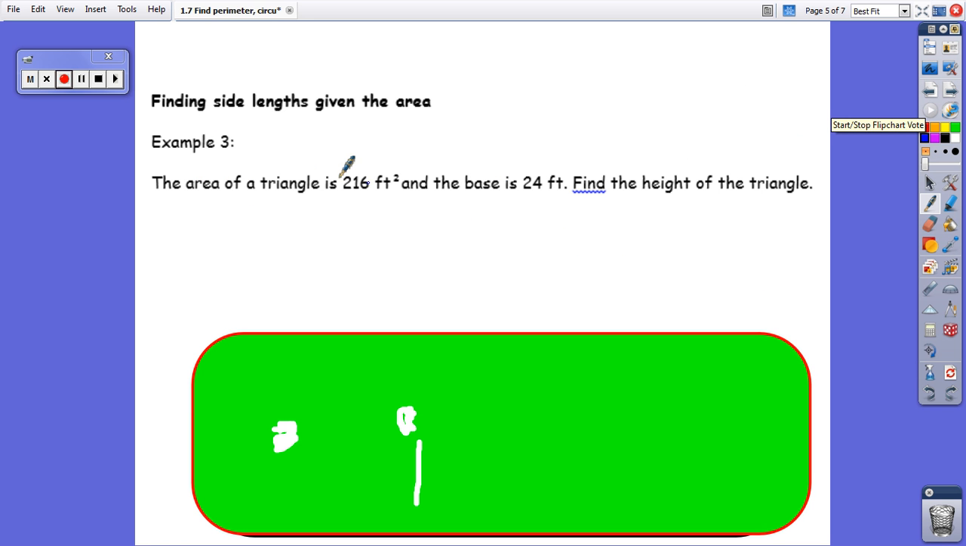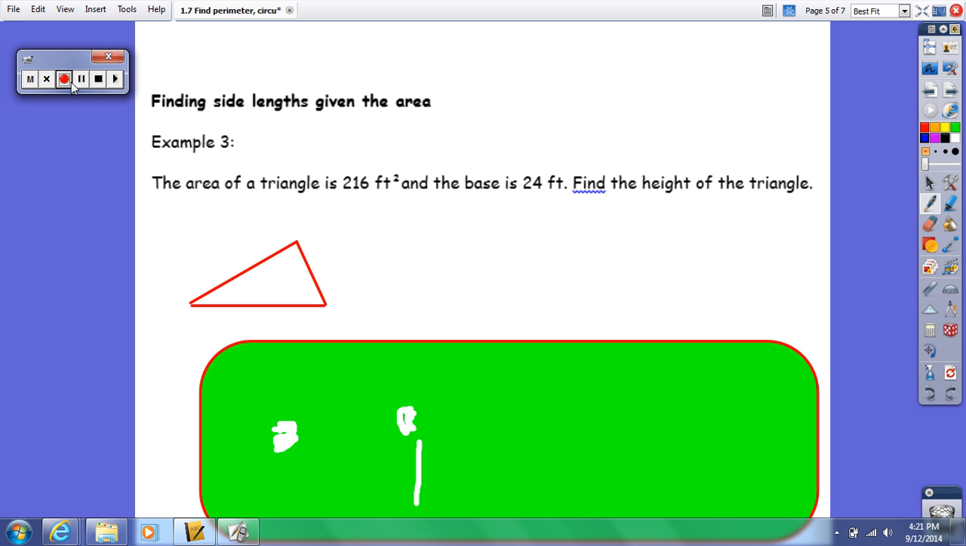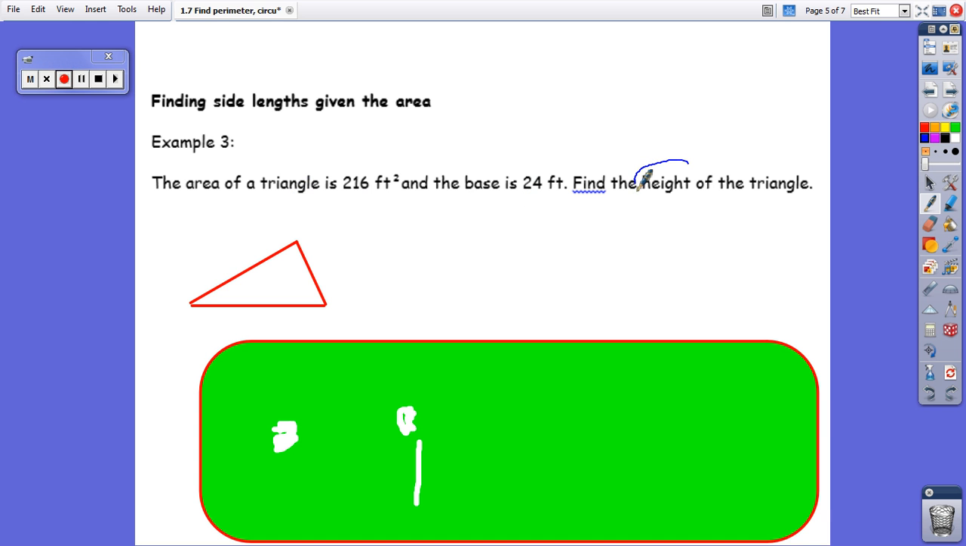Example 3. Now we are going to be finding side lengths given the area. Okay, so example 3 says the area of a triangle is 216 feet squared, and the base is 24 feet. Find the height of the triangle. So we're looking for the height here. So here's a triangle I drew, and it says the base is 24 feet. So I'm going to go ahead and label the base 24.